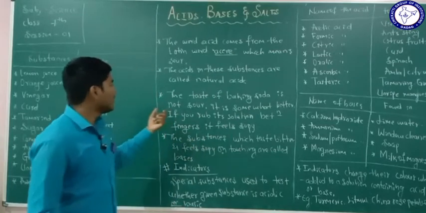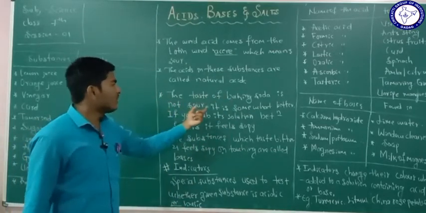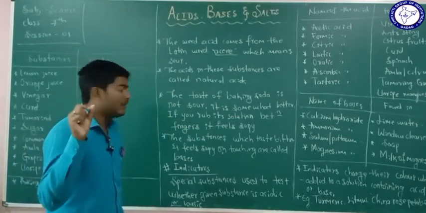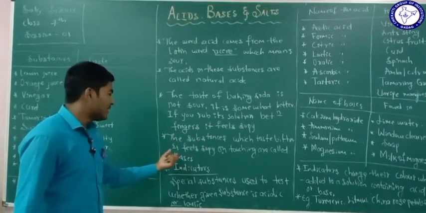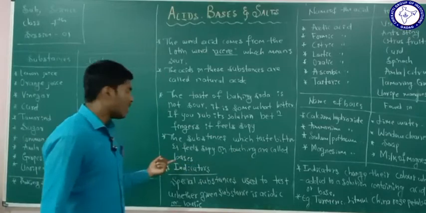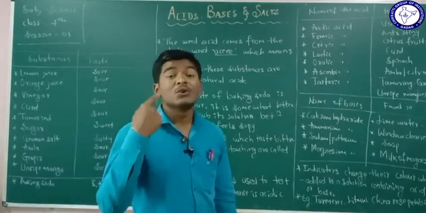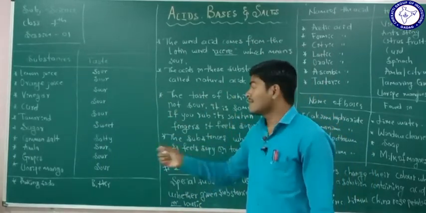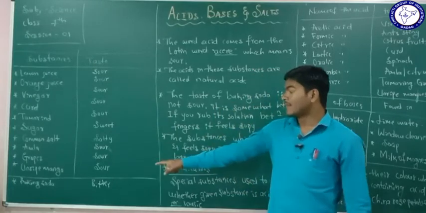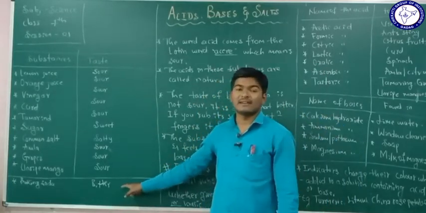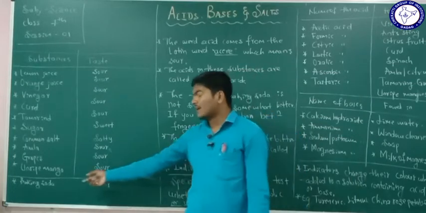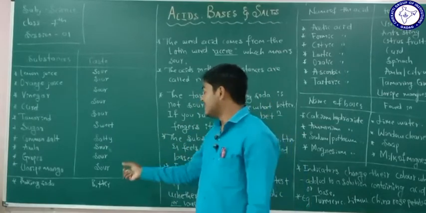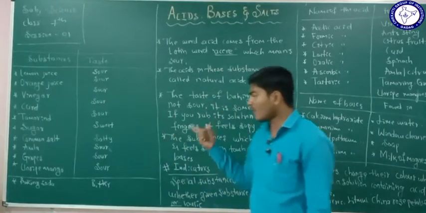See here, the taste of the baking soda is not sour, it is somewhat bitter. If you rub the solution in the fingers, it feels soapy. So the substances which taste bitter and feel soapy on touching are called bases. So the baking soda is one of the bases I am considering here. Is it clear? The baking soda tastes bitter and has the feel of soapy when we touch it. So these types of substances are called bases.